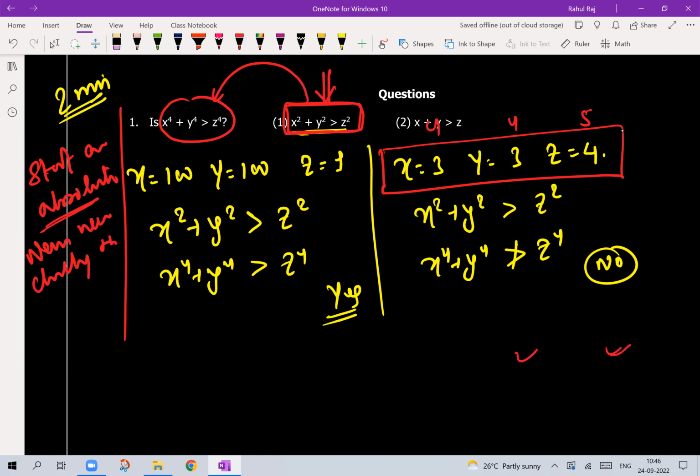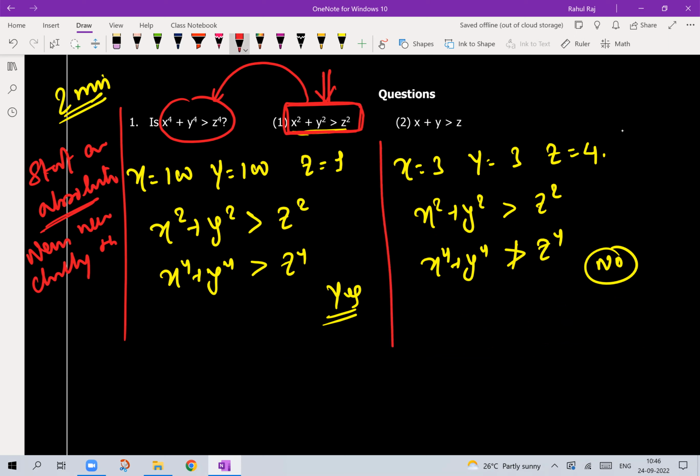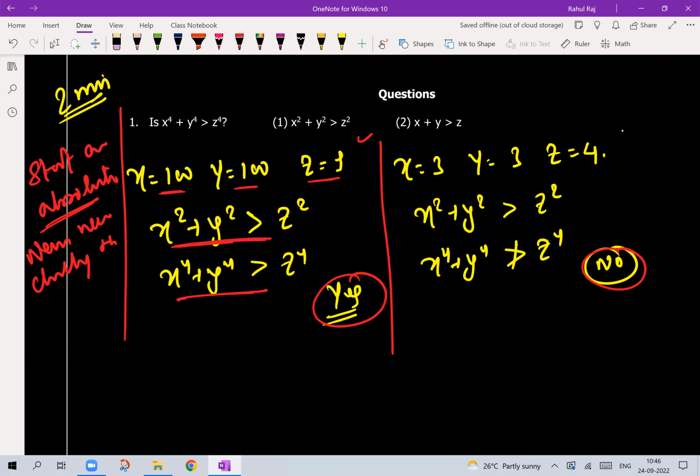So now I have taken two pretty simple values in front of you, where I have put x is equal to 3, y is equal to 3, z is equal to 4. My statement number 1 suffices, but my question doesn't suffice. I have taken x is equal to 100, y is equal to 100, z is equal to 1. My statement number 1 suffices, my question also suffices. So it's a yes situation and this is a no situation. And that's the reason I can come to a conclusion that option number 1 is not sufficient.